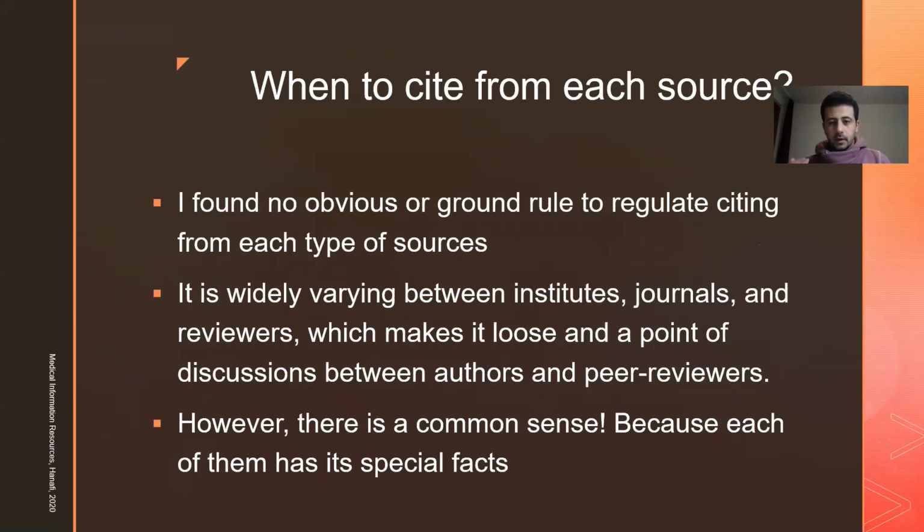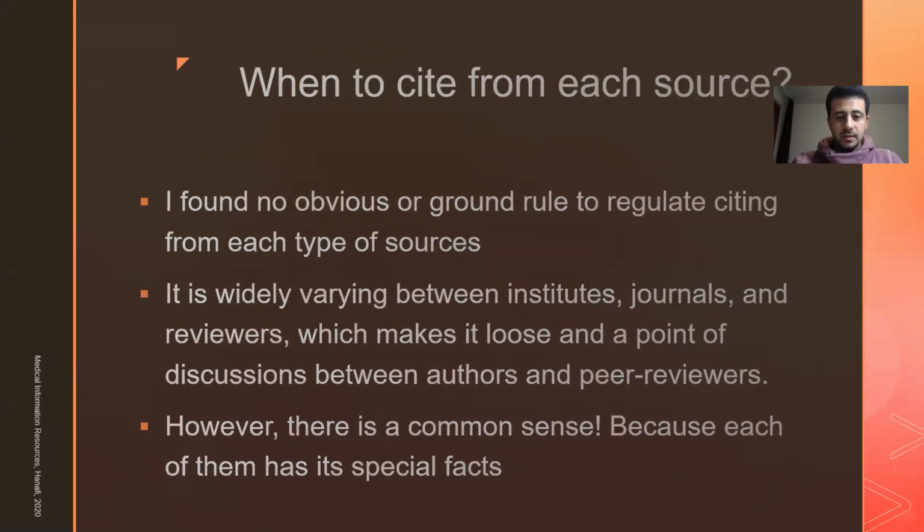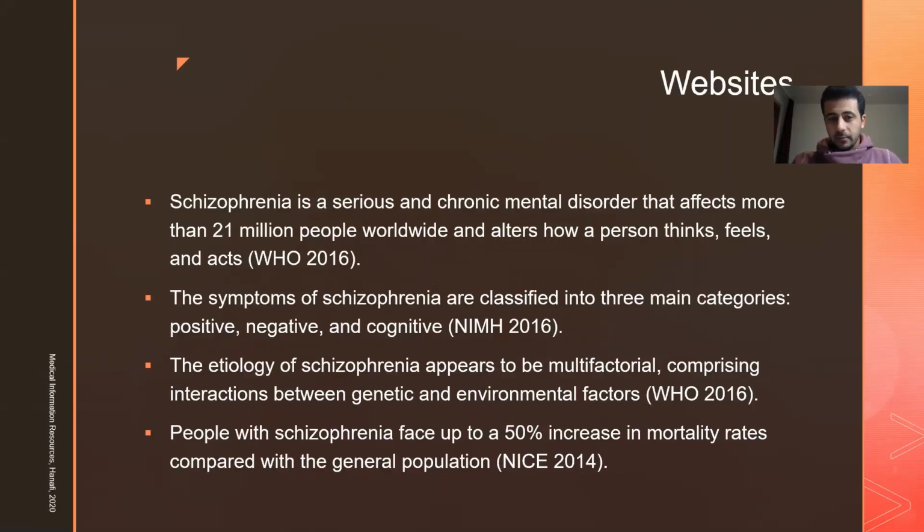So if I'm telling you, okay, now I'm writing my introduction, is it better to cite a paper in a peer-reviewed journal, or a website? There is no rule, but I can give you some examples and you can use your own common sense. For example, I'm saying schizophrenia is a serious chronic mental disorder. Where do you get this information from?